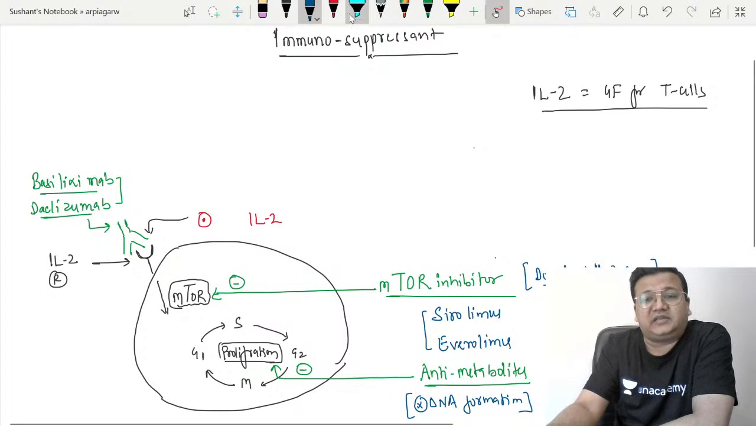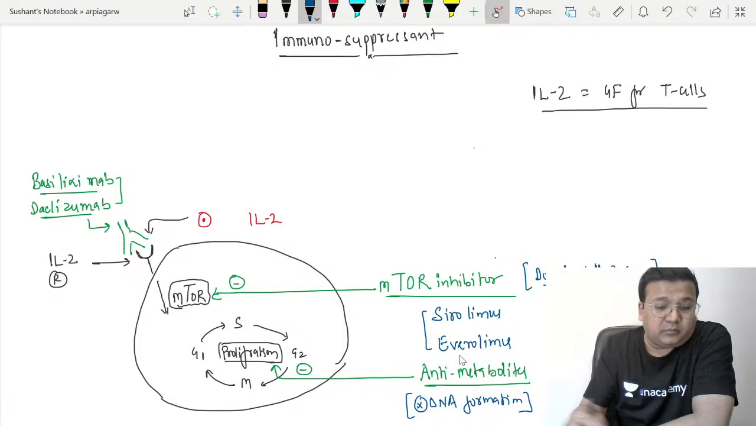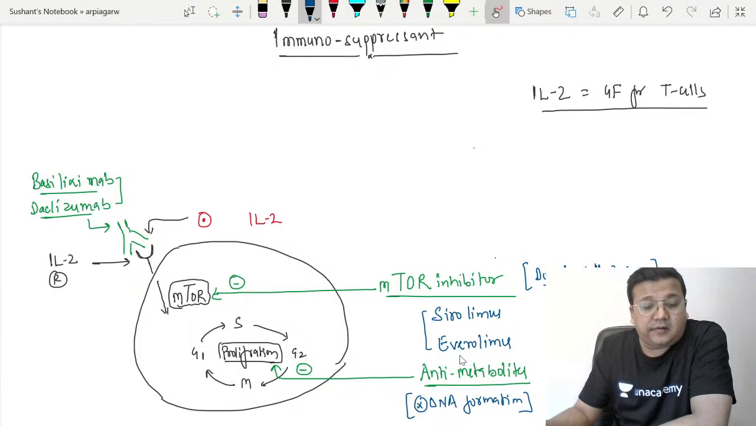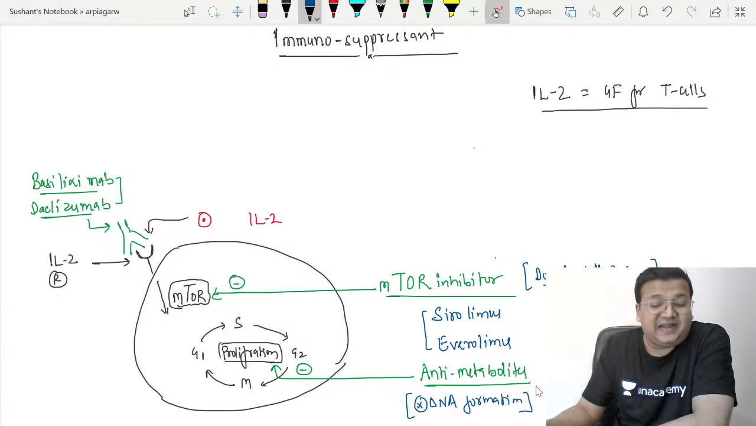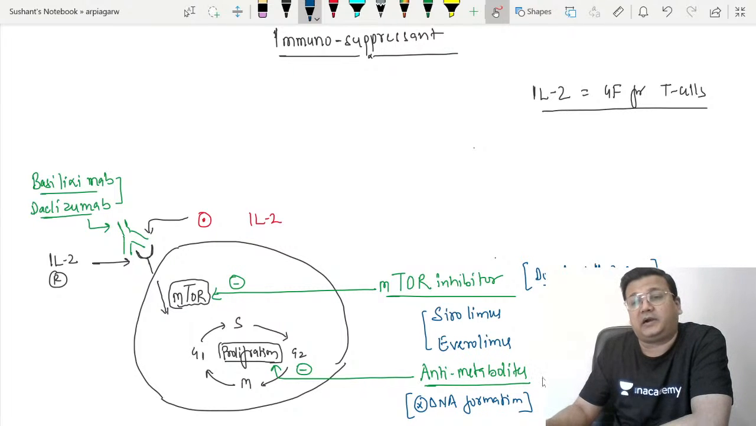Anti-metabolites. What are the drugs under the anti-metabolite class? What are the drugs that come to your mind under the anti-metabolite class? A very commonly used class. You have discussed this class many times. Methotrexate, yes. What else? Think of something else, an immunosuppressant. Methotrexate is one, but methotrexate is mostly used as anti-cancer. What else? Azathioprine, very good.